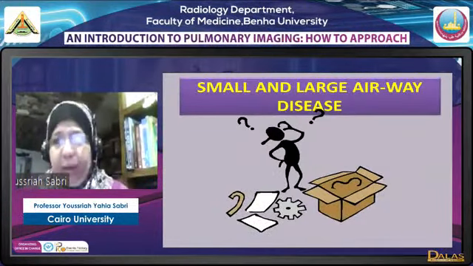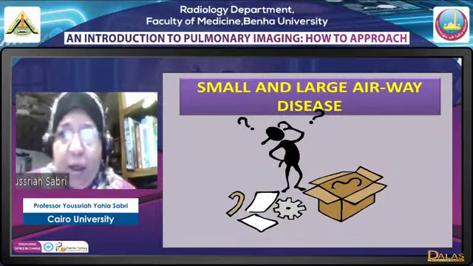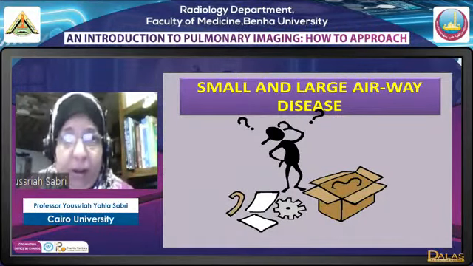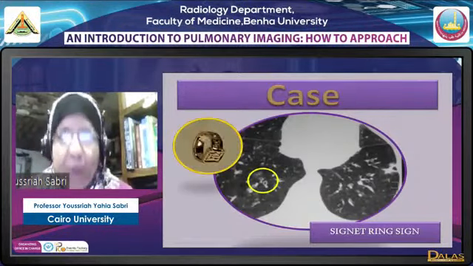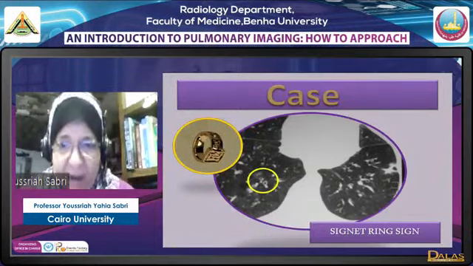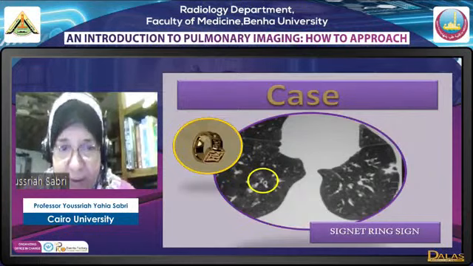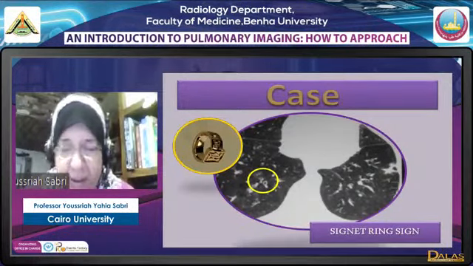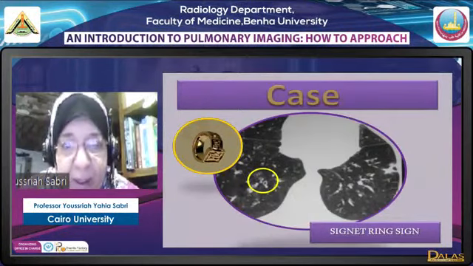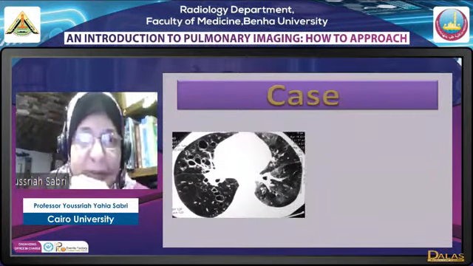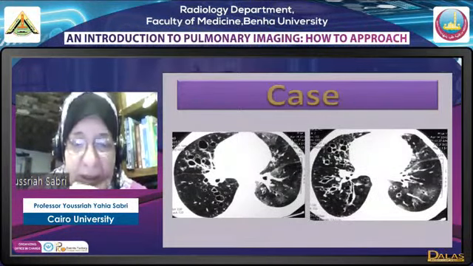Now going to small and large airway disease. Here we have the signet ring sign. What is this? Now we have the bronchus and the artery side by side, and they are nearly the same size. When the bronchus is larger than the adjacent artery, this is a signet ring sign, and this equals an early sign of bronchitis. Later on, as you can see here, this large airway disease with bronchiectasis, cystic and fusiform.